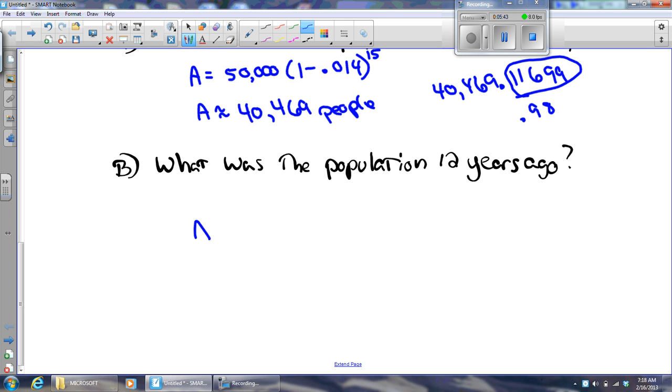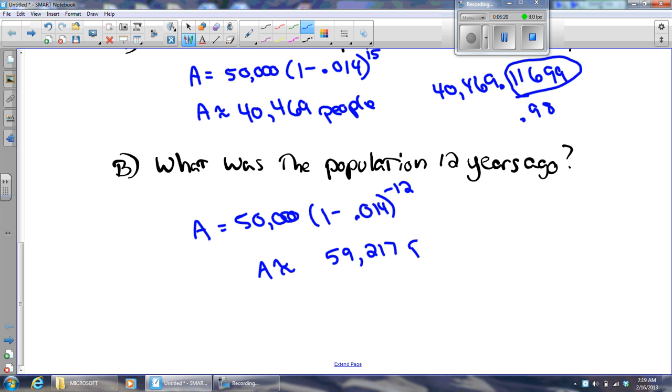Well, it's the same problem. 50,000. The r is negative, not because we're going back in time, but because we're losing, it's exponential decay. The time is negative. And so I just go to my calculator and change the exponent to a negative 12, and I get that A is approximately 59,217 people.